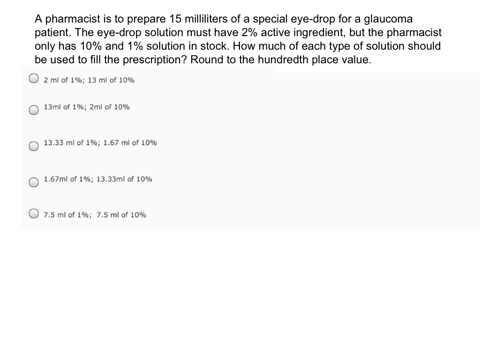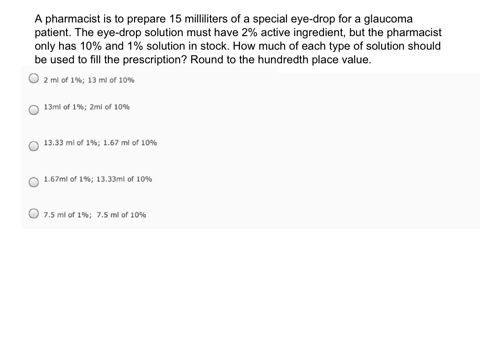A pharmacist is to prepare 15 milliliters of a special eye drop for a glaucoma patient. The eye drop solution must have 2% active ingredient, but the pharmacist only has a 10% and a 1% solution in stock. How much of each type of solution should be used to fill the prescription?